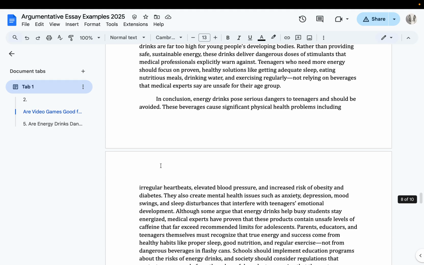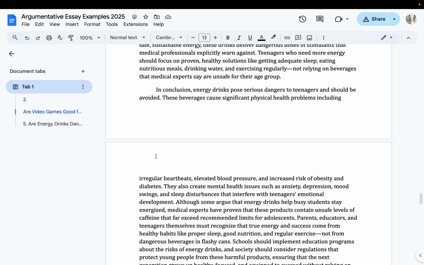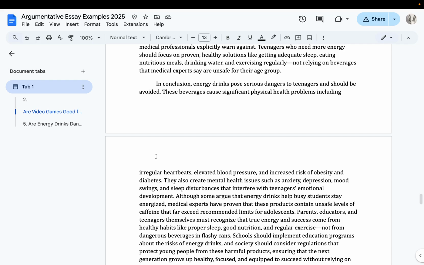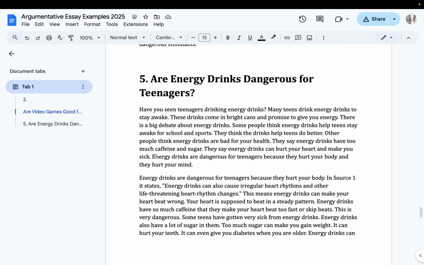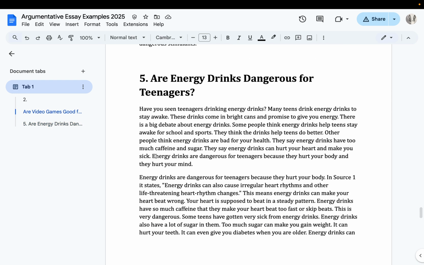And then your conclusion, again: restate your thesis using different words, summarize key points, and then the wish for the world. Now, this one is the same topic, but again, much simpler. Have you seen teenagers drink energy drinks? Many teenagers drink energy drinks to stay awake. These drinks come in bright cans and promise to give you energy.